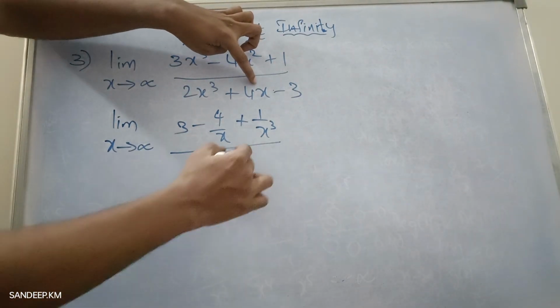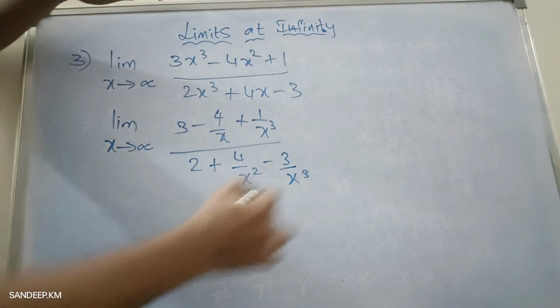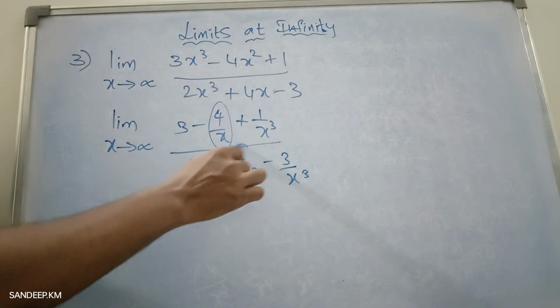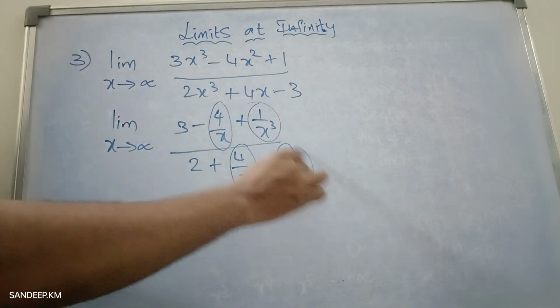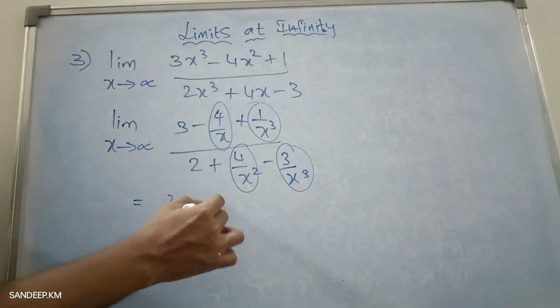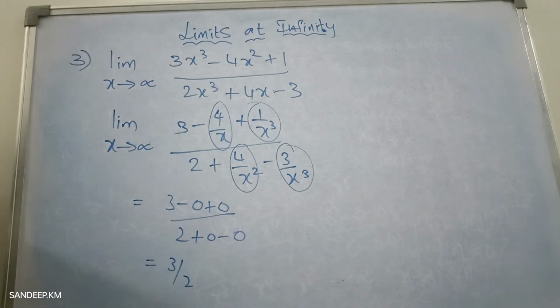4x by x cube will be 4 by x square minus 3 by x cube. And we know that when x approaches infinity, 1 by x square and 1 by x cube all approach 0. Correct or not? If that is the case, 3 minus 0 plus 0 divided by 2 plus 0 minus 0, and the answer will be what? 3 by 2. So what is the shortcut, dear students?